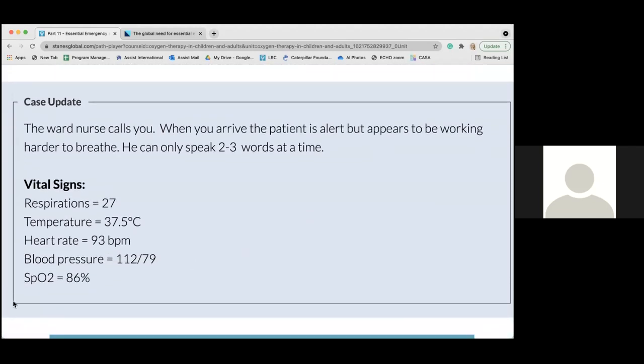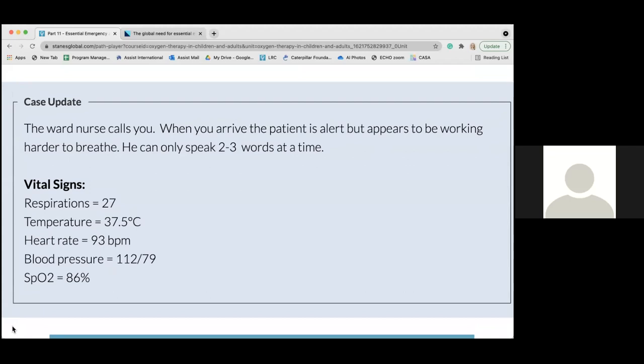Yeah, so the ward nurse calls you. When you arrive, the patient is alert, but appears to be working harder to breathe. So he can only speak 2 to 3 words at a time. So clearly you can see that the work of breathing is increasing. The respiratory distress here is worsening.